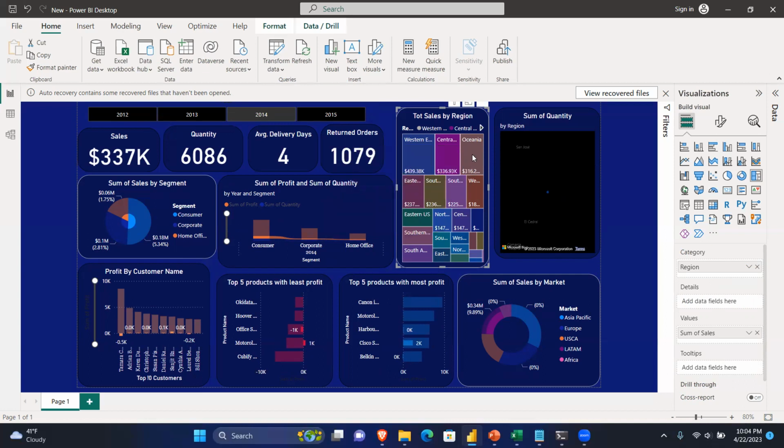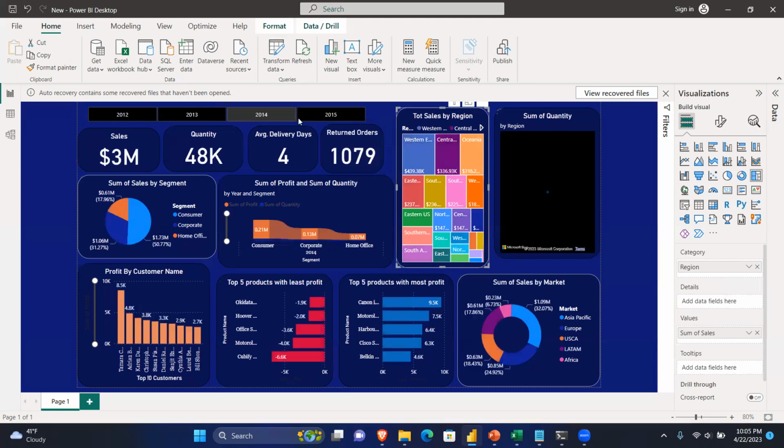Now I've selected Oceania. So for the year 2014, after I select Oceania, it shows the sum of sales, the sum of quantity sold, the average delivery days, and if you can see, the other graph changes as well. Here we can see the sum of sales by each segment being made in each of these three different categories. I'll just deselect this filter.